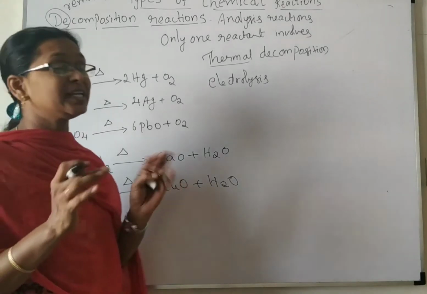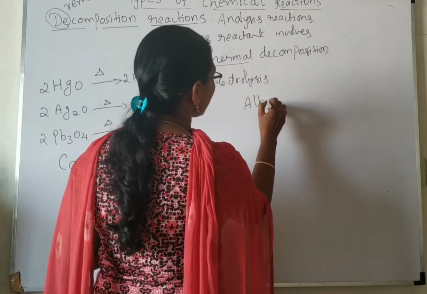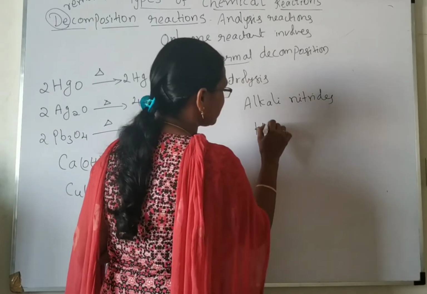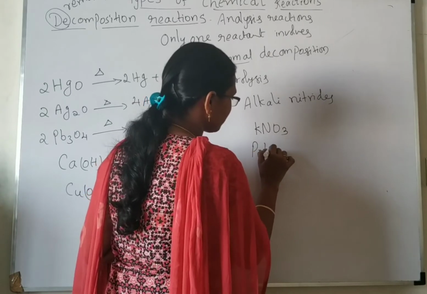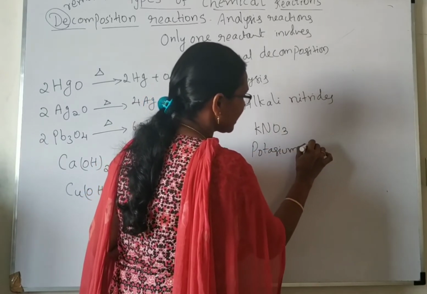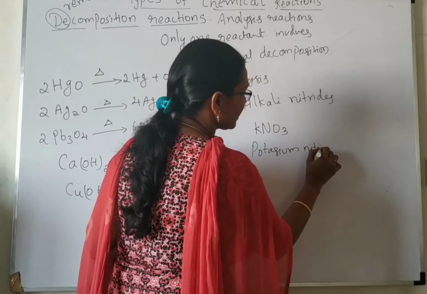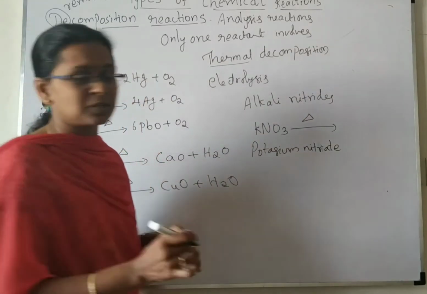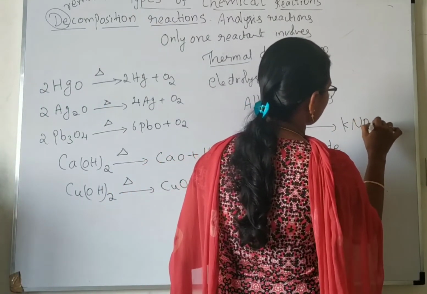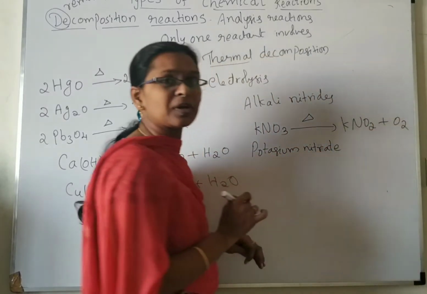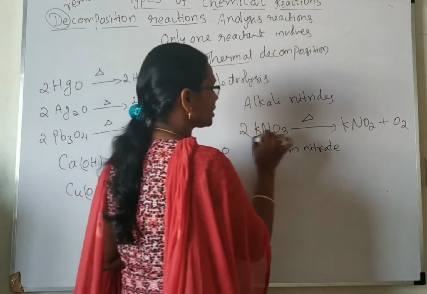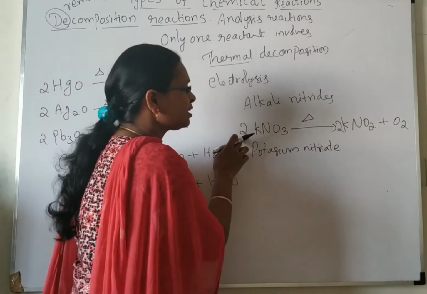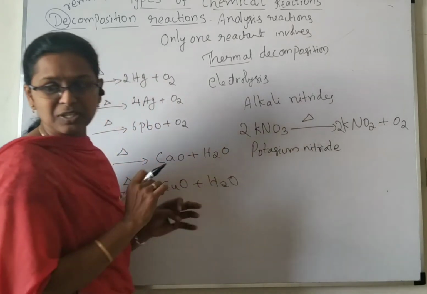And heating of alkali nitrates. For example, KNO3, potassium nitrate. On heating, what will happen here? This is going to dissociate into KNO2, potassium nitrite, plus oxygen. Okay. To balance this, we use 2K here and 2K here. The oxygens are 4 plus 2, 6, and here 2 threes are 6. So this equation is balanced.